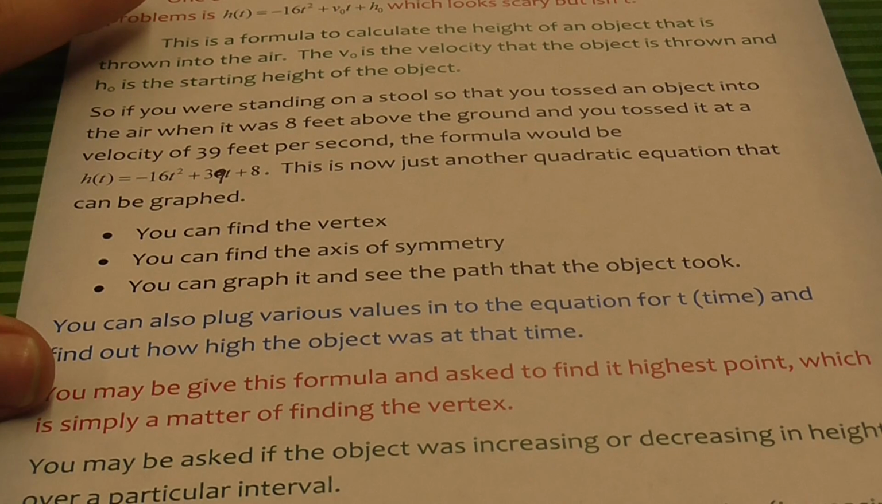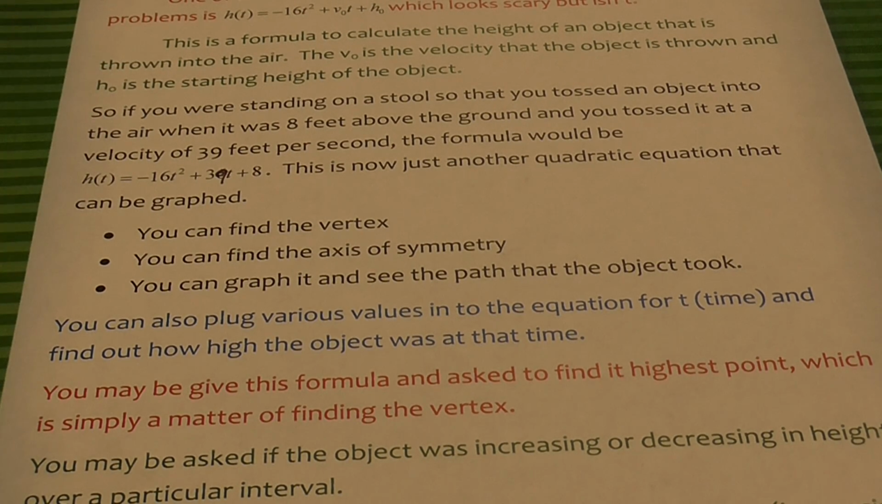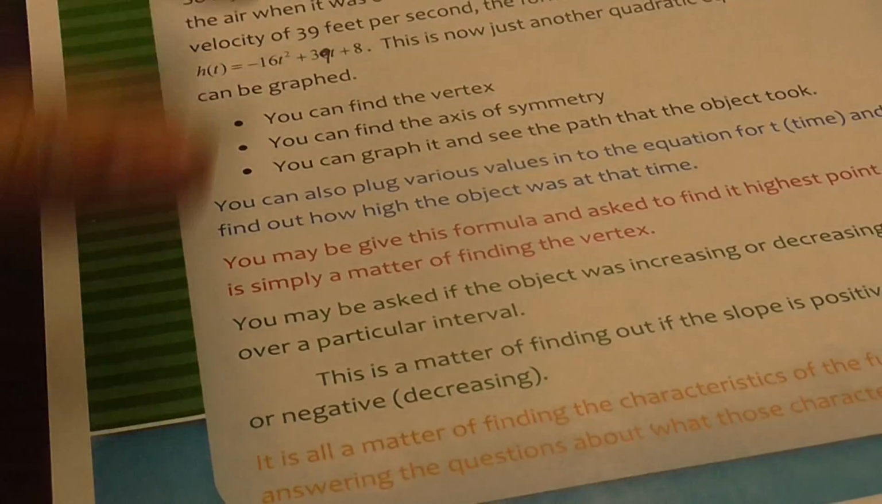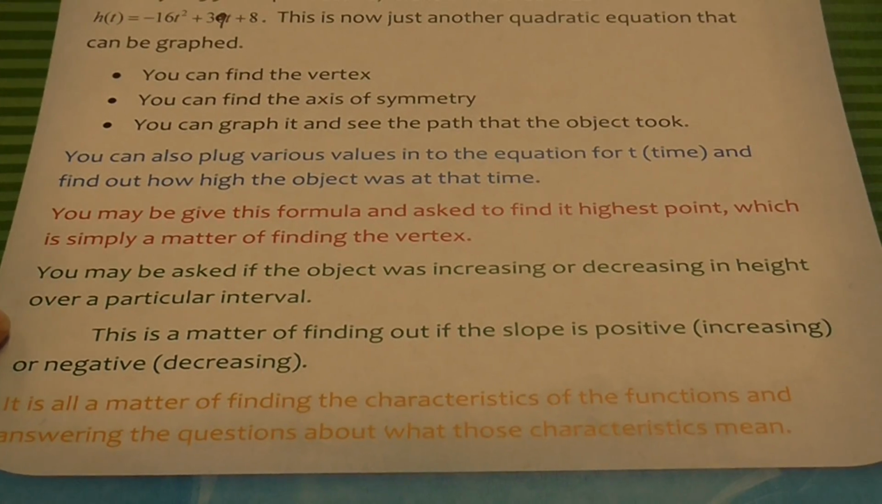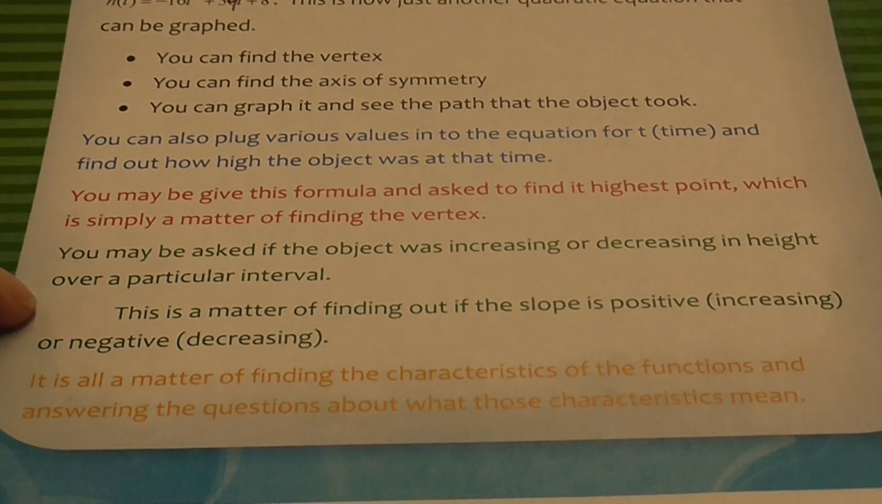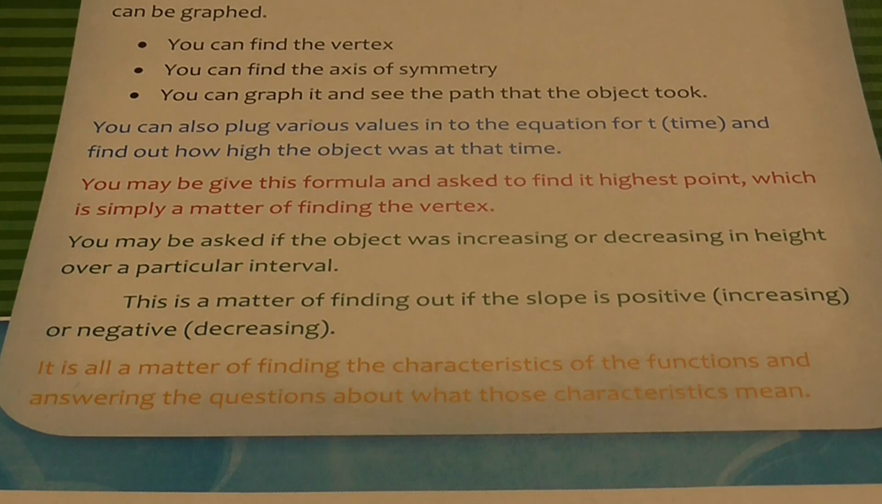You may be given this formula and asked to find the highest point, which is just a matter of finding the vertex. And you may be asked if the object was increasing or decreasing in height over a particular interval. This is just a matter of finding out if the slope is positive or negative. Is the rate of change a positive number, so it's increasing, or is it a negative number and it's decreasing? It's all a matter of finding the characteristics of the functions and answering the questions about what those characteristics mean.